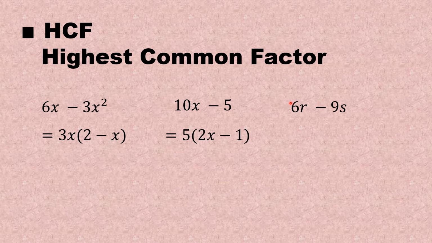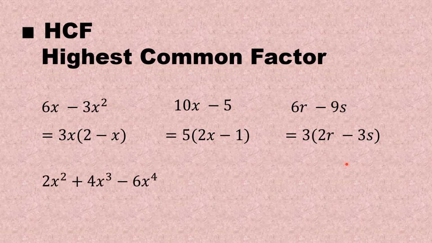Okay, the variables are not the same, so you can't even think of taking one out, but there's a 6 and a 9. What are the factors of 6 and 9? It is 3. So you take out a 3. 6r divided by 3 is 2r. Negative divided by positive is a negative. 9 divided by 3 is 3s. Okay, fully factorized.